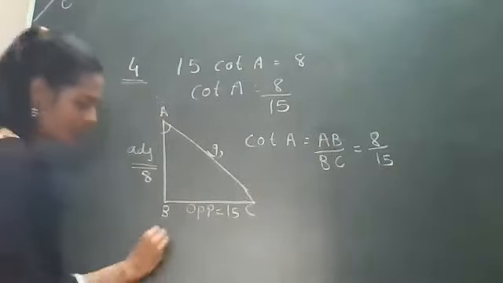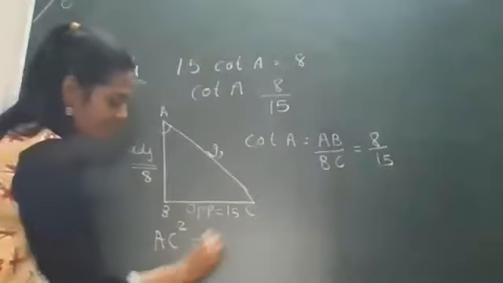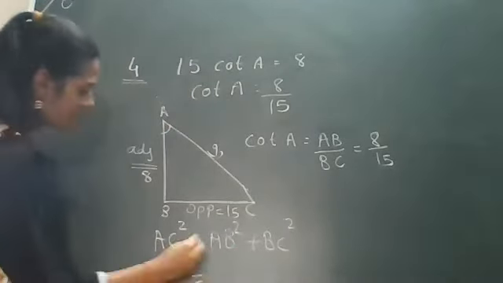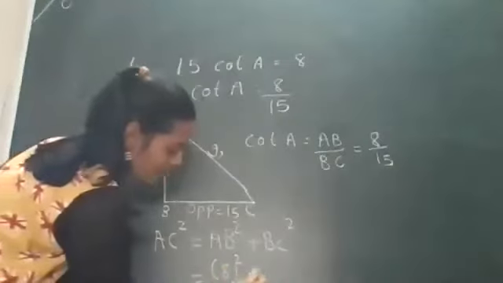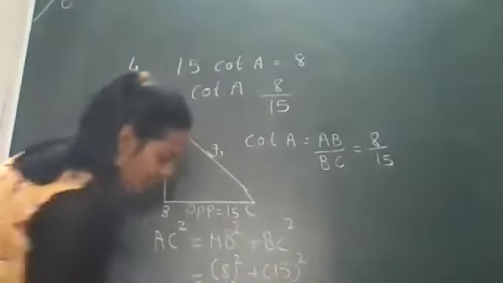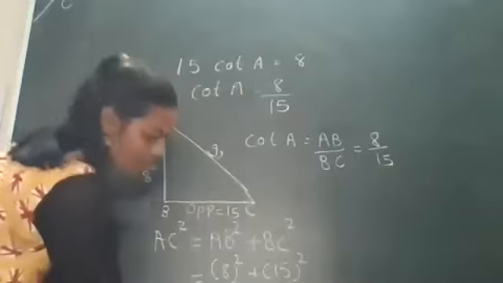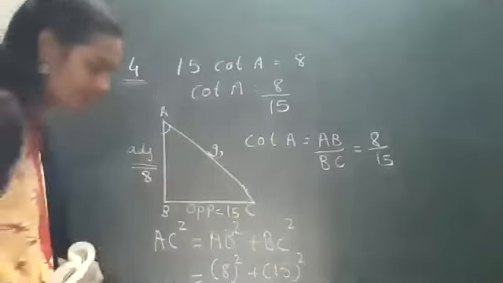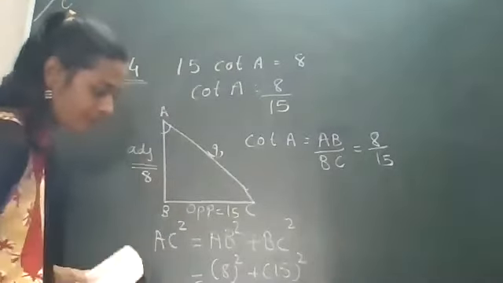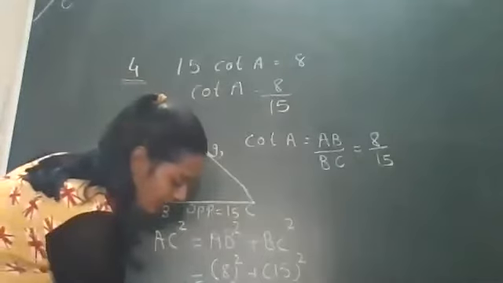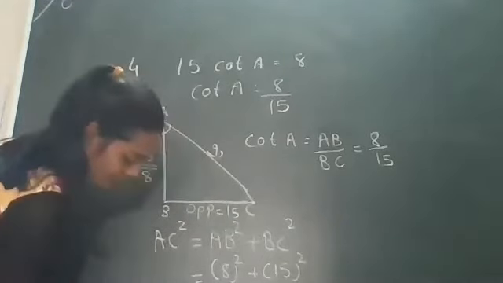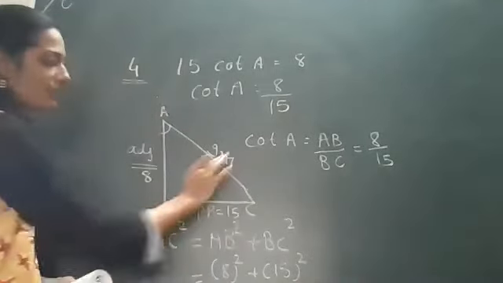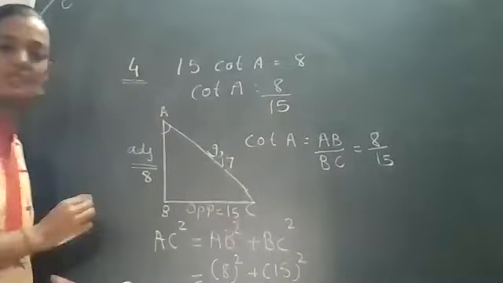Now by the Pythagoras theorem, we can write that AC square is equal to AB square plus BC square. AB is 8, so 8 square plus 15 square. 8 square is 64 plus 15 square is 225. What will come? 289. 289 is the square of 17. So AC will be 17. You got the value of the hypotenuse AC is equal to 17.